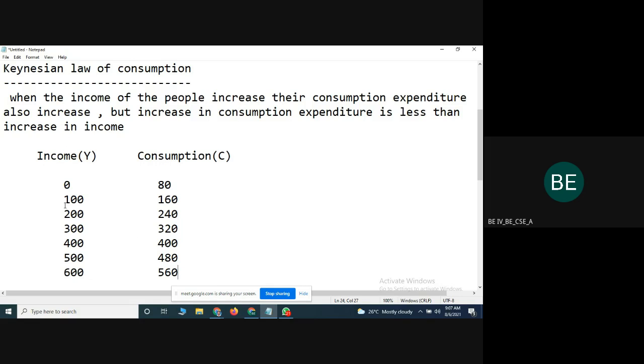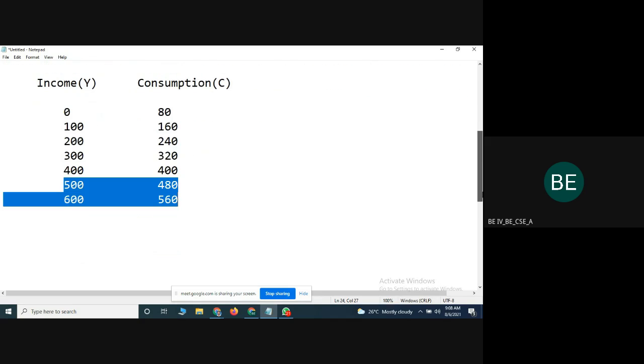Consider this scenario. When the income is 100, the expenditure is 160; when the income is 200, the expenditure also increases; when the income is 300 rupees, the consumption also increases. Now consider the scenario from 400 to 600. At 400 rupees, the income is equal to the consumption expenditure. Consider the last two cases. Even though the income of the person has increased, the expenditure is less than the income. So this is called the Keynesian law of consumption.